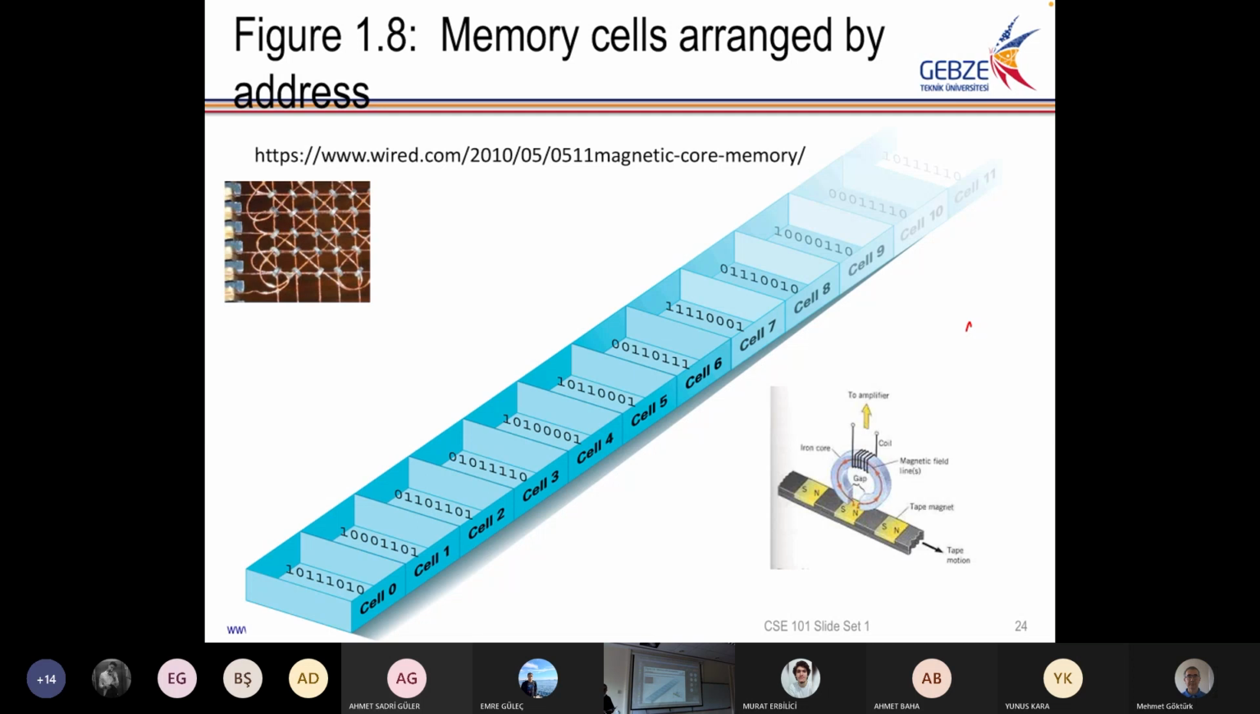A computer memory can be thought of as a series of buckets, a series of boxes, one after another. Each of them has an address, like a post box. First one, second one, third one, fourth one, etc. We call them memory addresses.